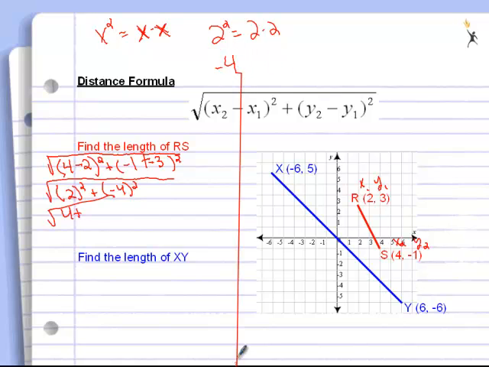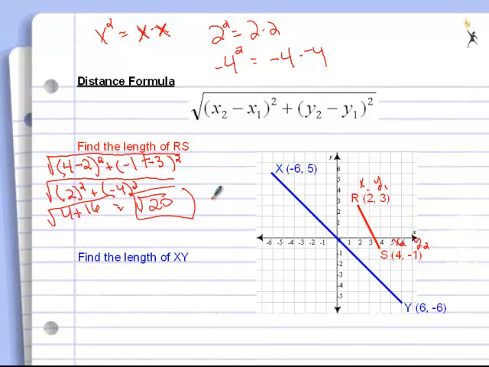Negative 4 squared. Let's just erase that. Negative 4 squared is like saying negative 4 times negative 4, which is 16. Gives us the square root of 20, and that's good enough for now. Eventually we'll learn how to break that down even further, but for now that's good enough. We know that RS, this little segment right here, has a distance of the square root of 20.